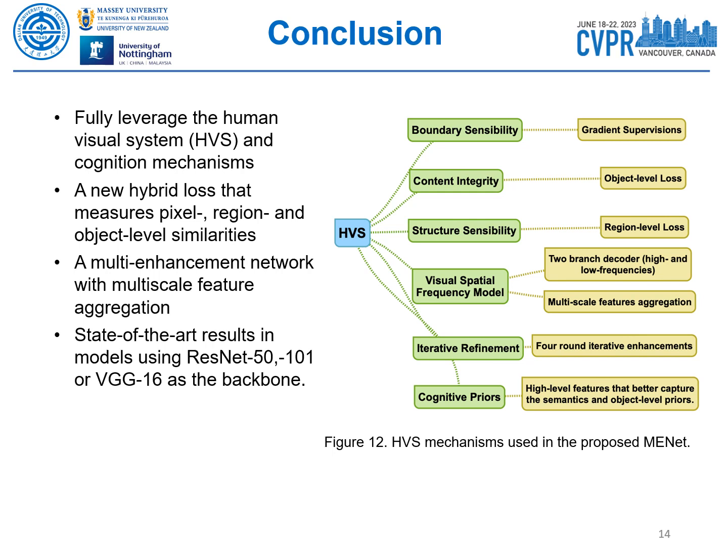To conclude, we have fully leveraged the human visual system and cognition mechanisms. A new hybrid loss that measures pixel, region, and object level similarities. A multi-enhancement network with multi-scale feature aggregation. State-of-the-art results in models using ResNet 50, 101, or VGG16 as backbone.